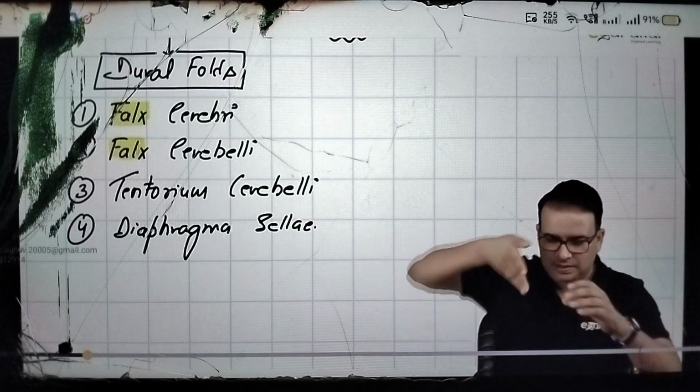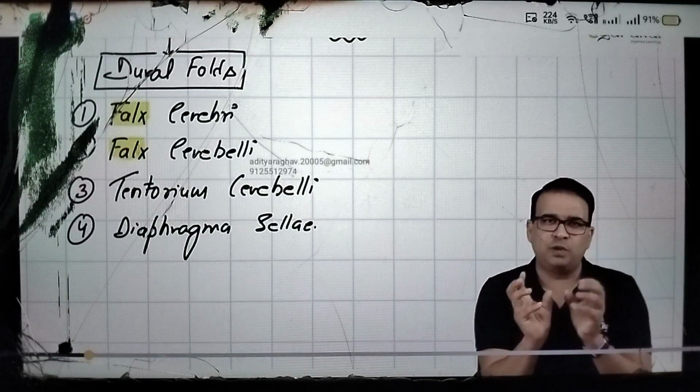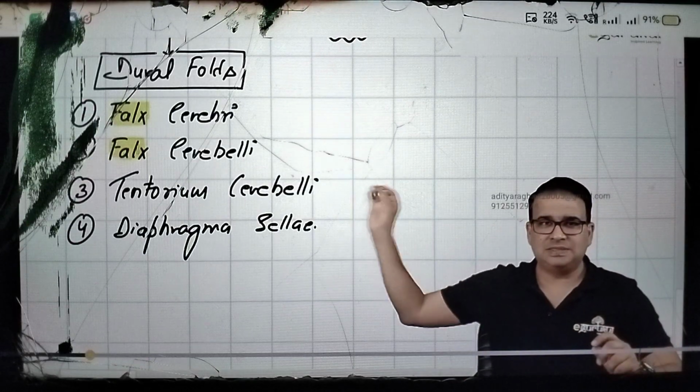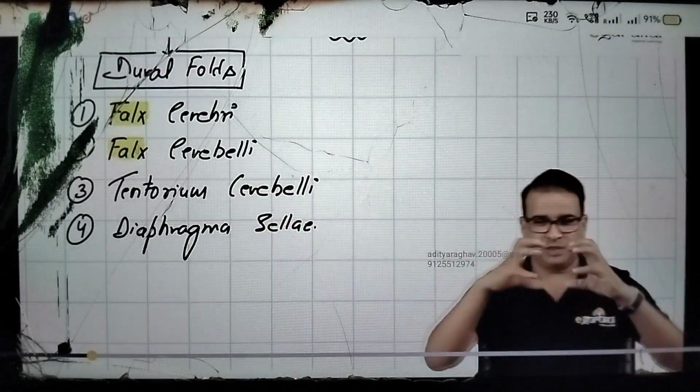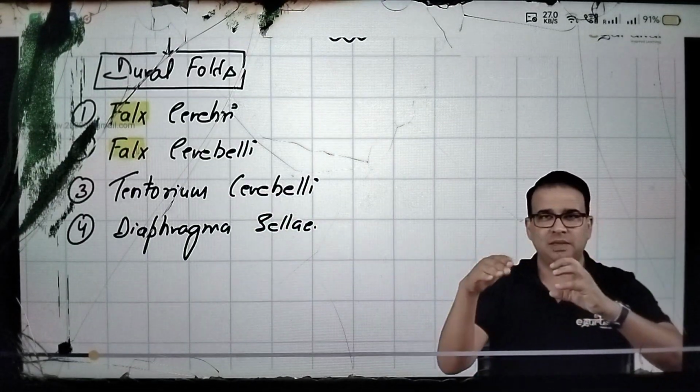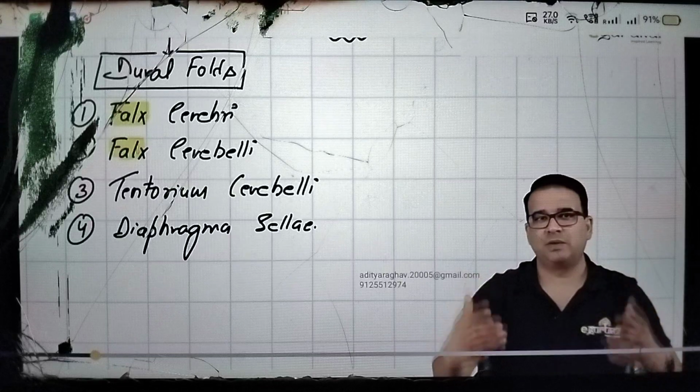Then you say falx cerebelli. It's a sickle shaped fold which is present between the two cerebellar lobes. It's a very, very small fold present between the two cerebellar hemispheres. And then the term is tentorium cerebelli. Now look at the word tentorium and then we say cerebelli. That means it is a tent on the cerebellum. So we got a cerebellum like this, and there's a tent-like structure which is present on the cerebellum, separating the cerebrum from the cerebellum. That's why we call it a tentorium cerebelli.